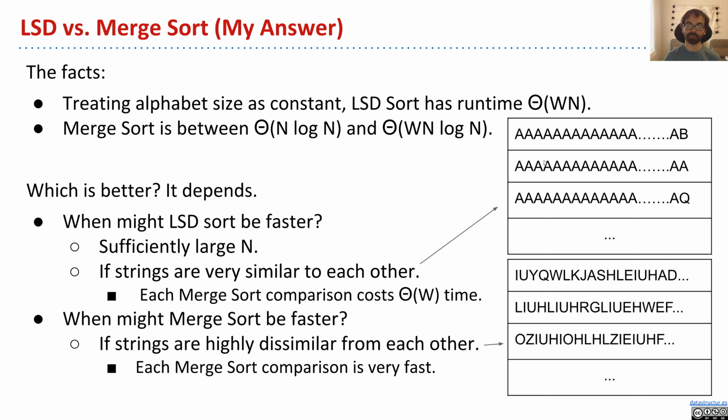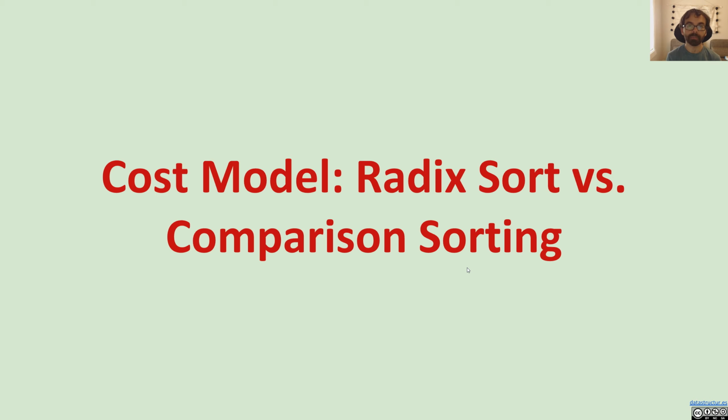And when might merge sort be faster? Well, that can happen if the strings are really different from each other. In that case, each of our merge sort comparisons is going to be very fast, and so we can imagine that maybe it's faster. Okay, this is just an intuitive look, but we'll be doing a more rigorous approach in a moment. Okay, so that's the intuitive look. And so now let's try and formalize that a little by looking at a formal cost model approach. And I'll start that off in the next video.